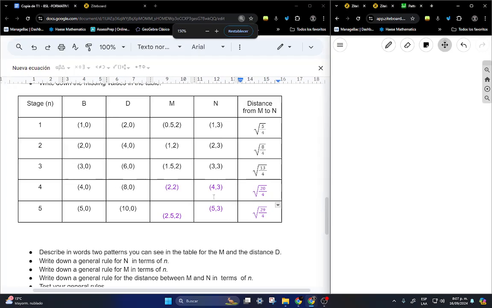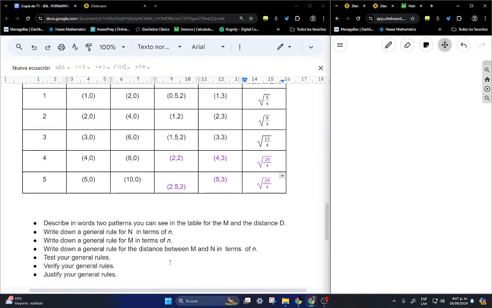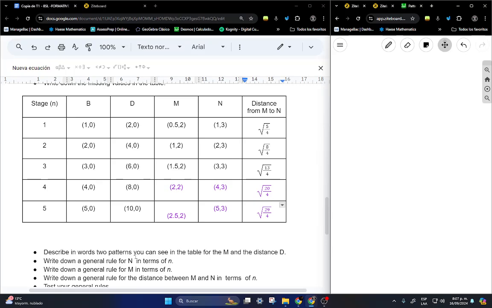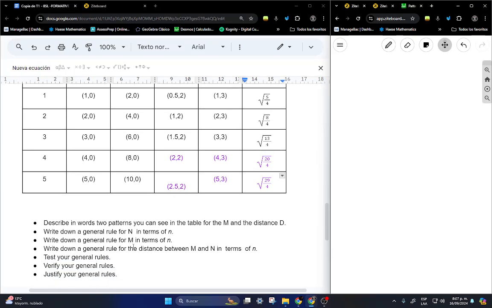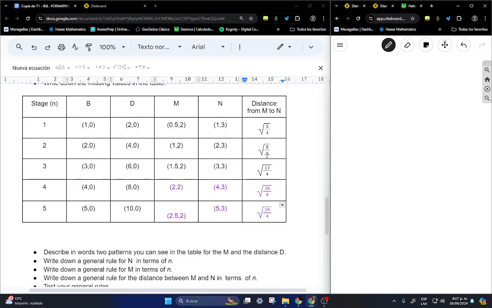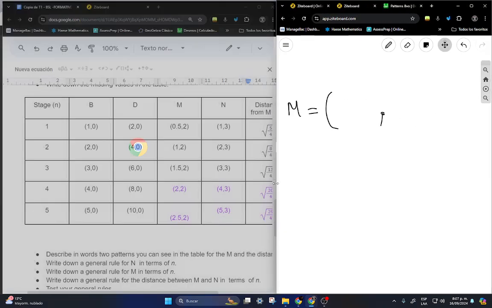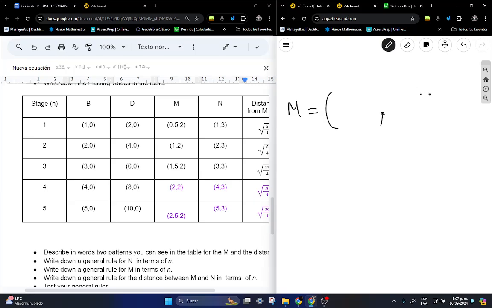Okay, so let's get to our matter. Finding the general rules for n, for m, and the distance, okay? So the general rule for m should look like a coordinate. Why? Because m is a point, so it's described by a coordinate. So let me resize this again. It should look like parentheses and something comma something.